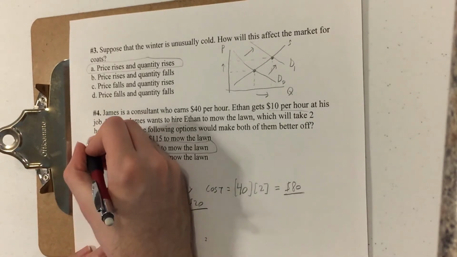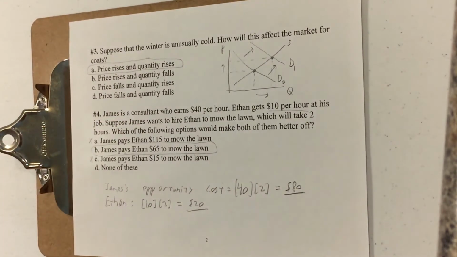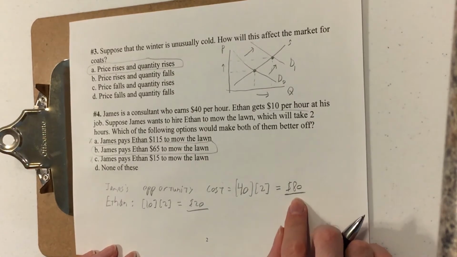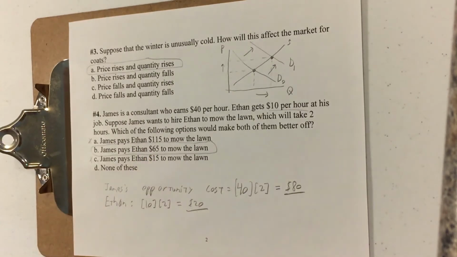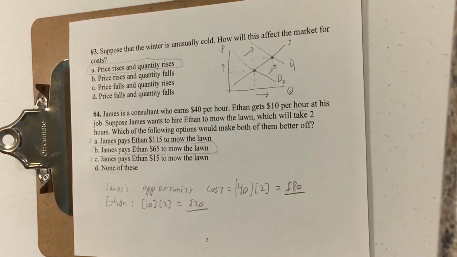Option A here also does not work. That's because if James can pay Ethan to mow the lawn, that frees up James to work for 2 more hours. However, 2 hours of work for James is only worth $80. You're not going to spend $115 to earn $80. That does not make a lot of sense. So James would be unwilling to pay Ethan $115. So only choice B would work here.